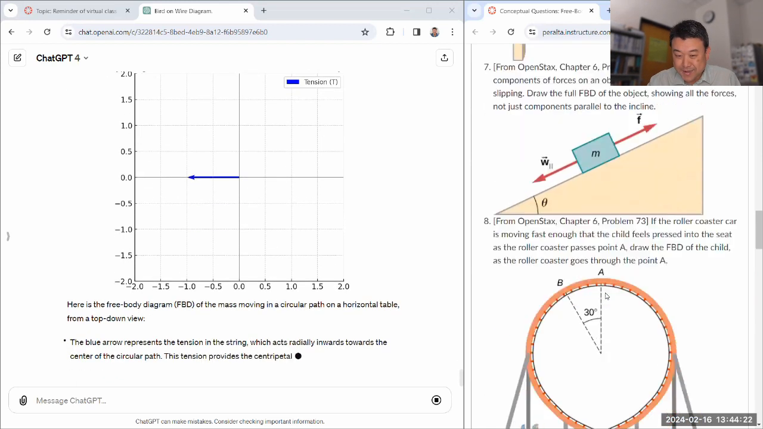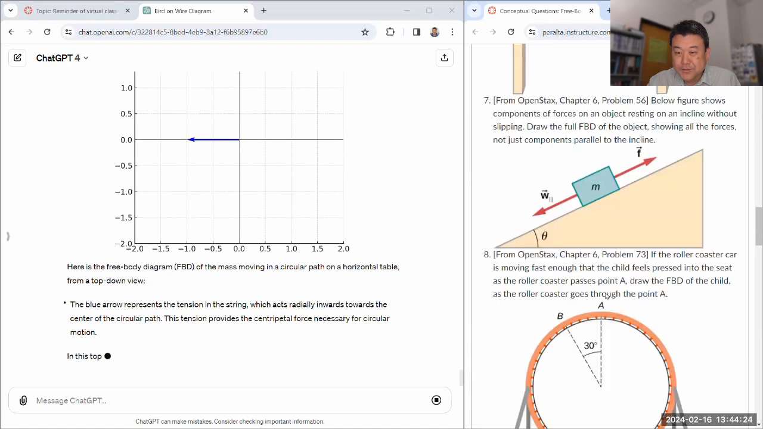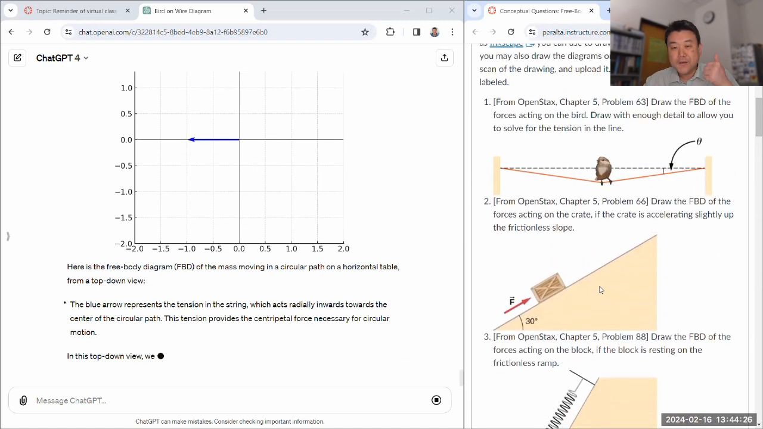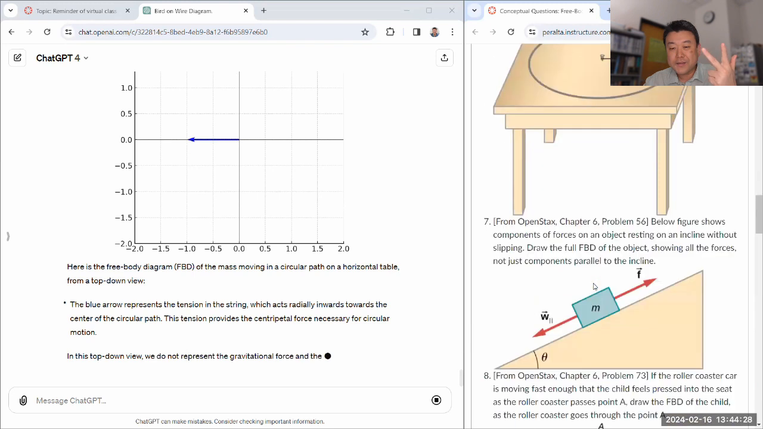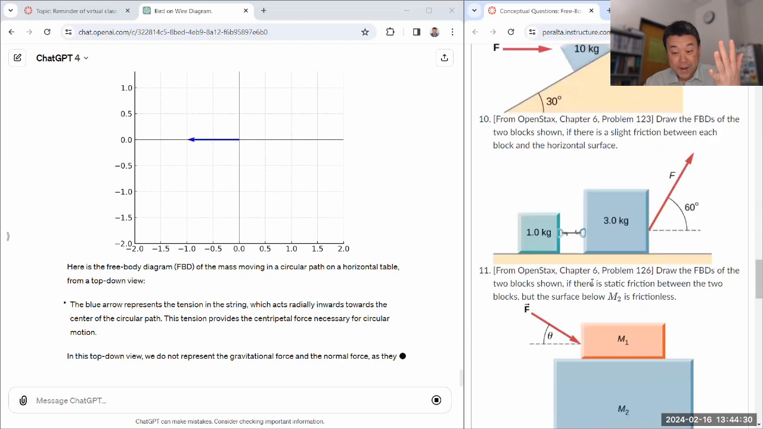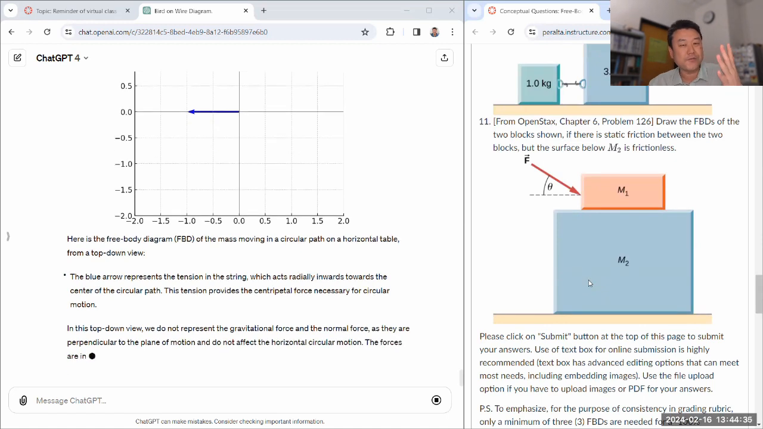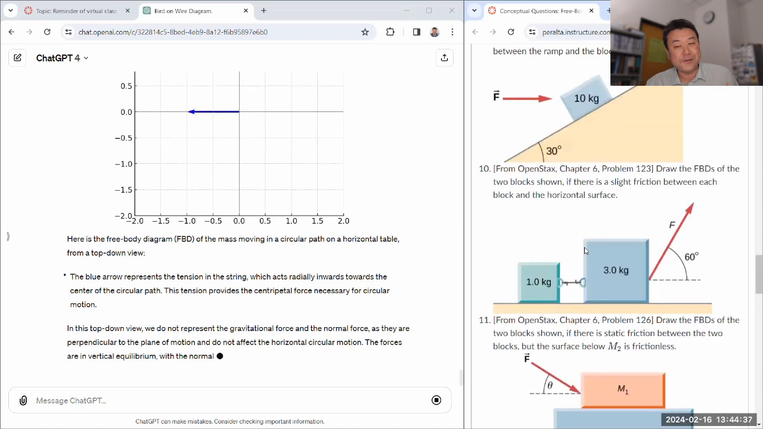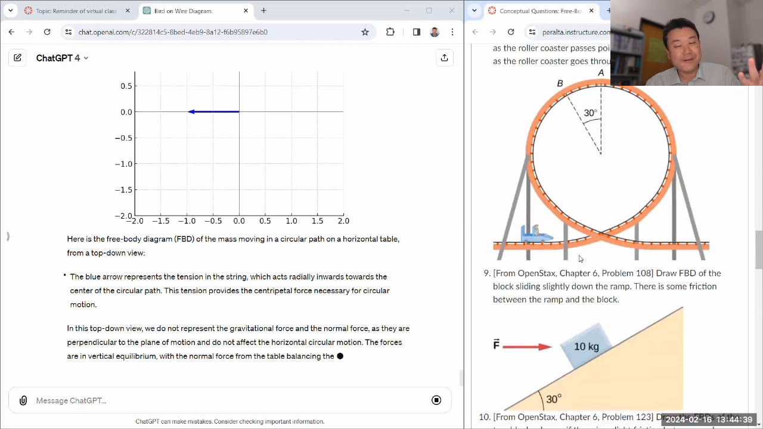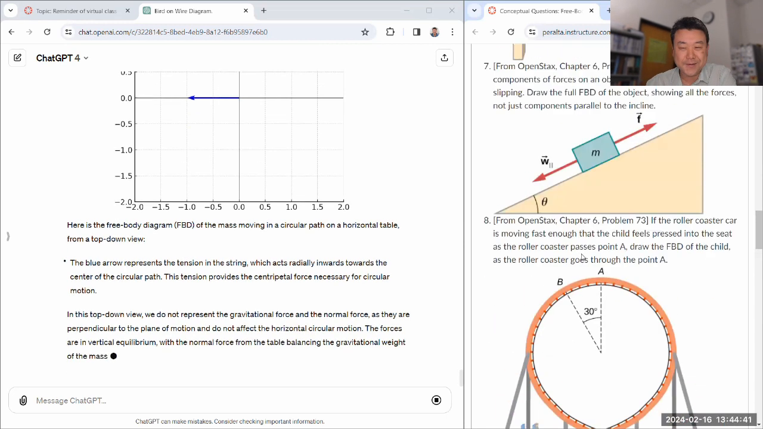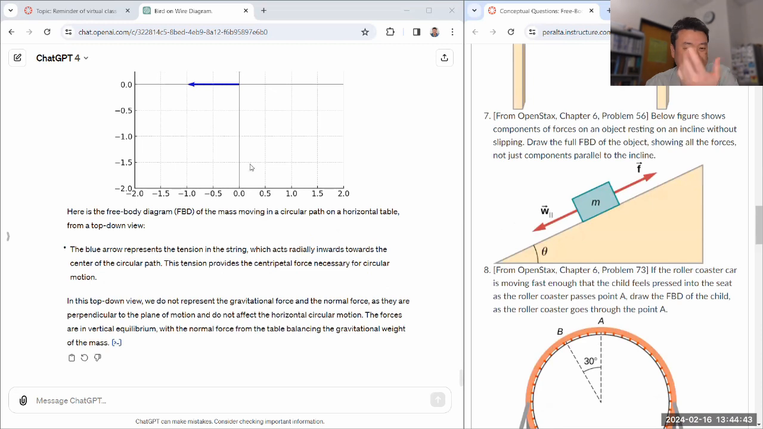Because look at this set. This is a set of 11 questions. Of those, you have 1, 2, 3, 4, 5 scenarios involving inclined planes, a strong plurality of scenarios. This is a good answer. Let me go to the next one.